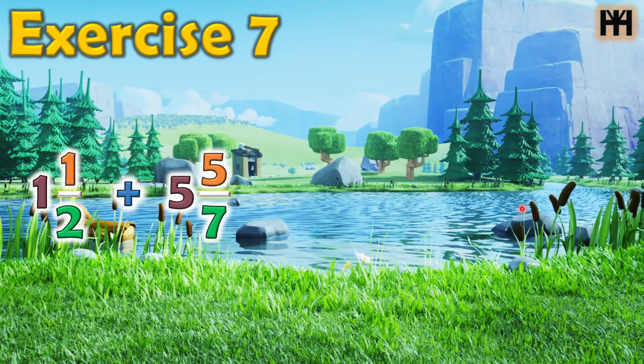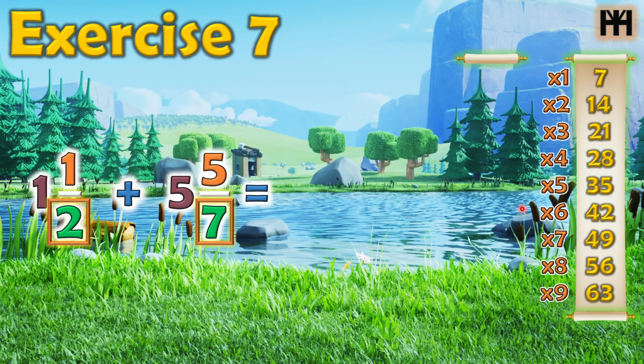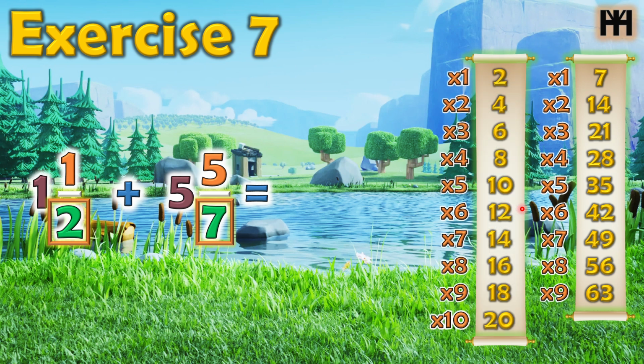Exercise 7. 1 and 1 over 2 plus 5 and 5 over 7. Okay, can we start? Not yet, because the denominators here are different. 2 and 7 are different. So we must find here the LCM between 2 and 7 to make them a common denominator. Okay, let's see table 7 here and table 2 here. There is here the LCM between them.